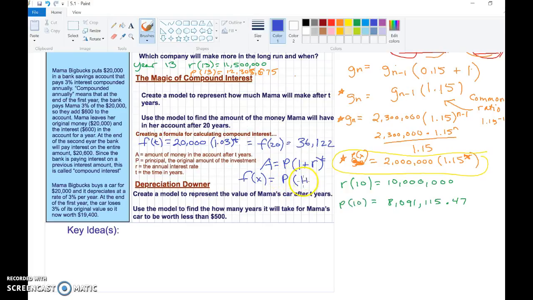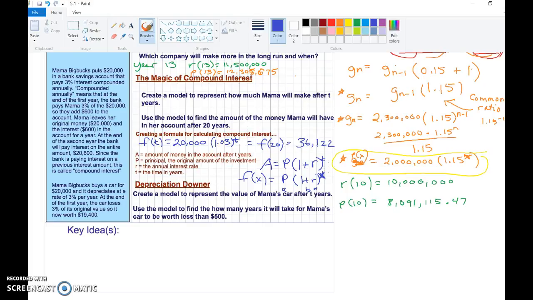Times 1 plus r to the x power. So I guess it's not really very different, but an exponential function has an a, and this is my a. It has a b, the 1 plus r is my b, and it has the x power, that's your time. All right? Now, another way that we use compound functions is using depreciation.